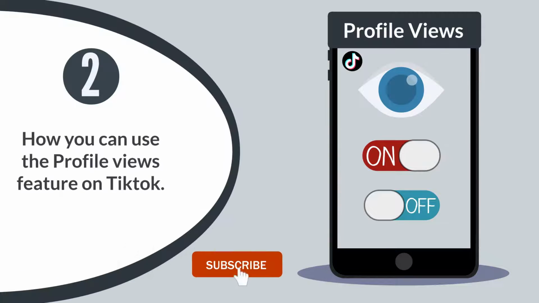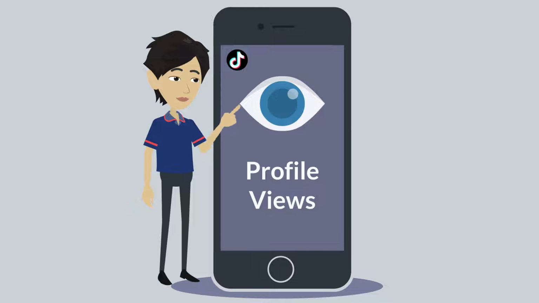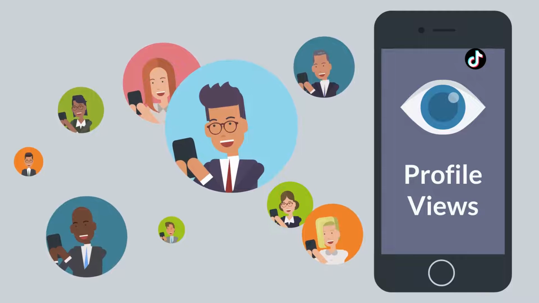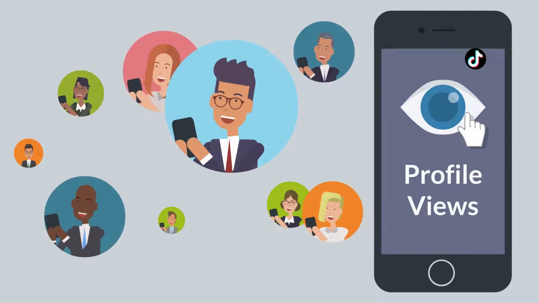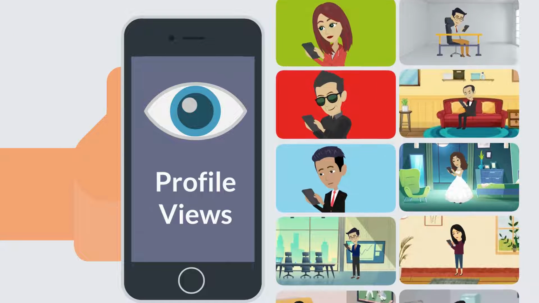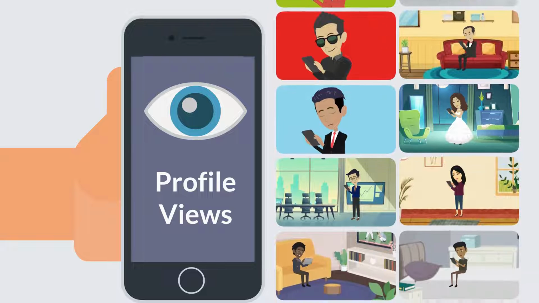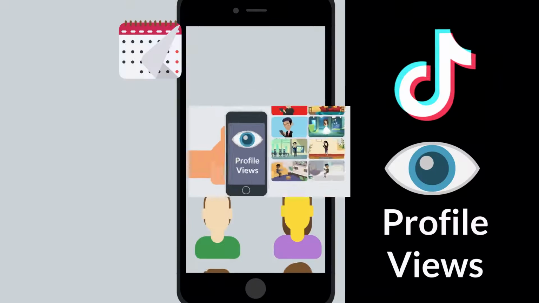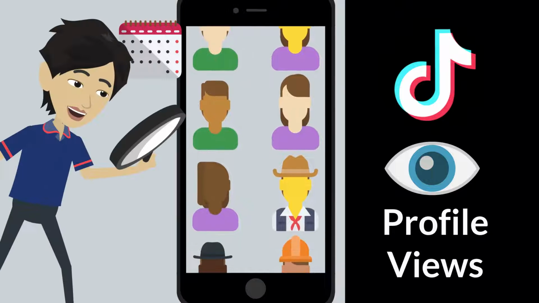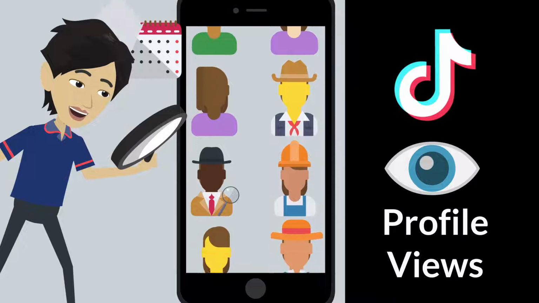Number 2. How you can use the Profile Views feature on TikTok. As soon as you've switched on the Profile Views feature, you'll be able to see who is visiting your profile by visiting your profile page and clicking the eye symbol again. You will now get to see a list of usernames of everyone who visited your profile with the most recent visitor at the very top. The list goes descending in that order up to a period of 30 days. You can access this list whenever you want via your profile page.